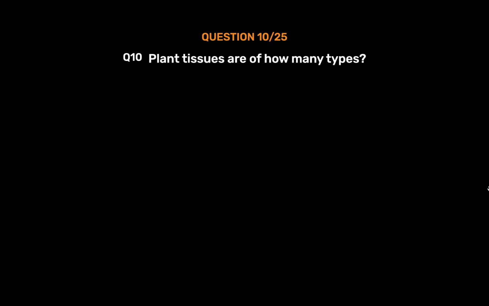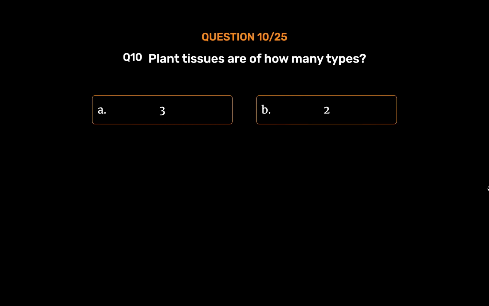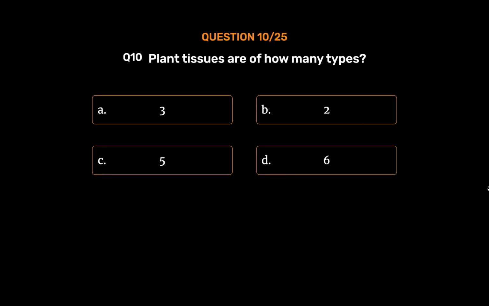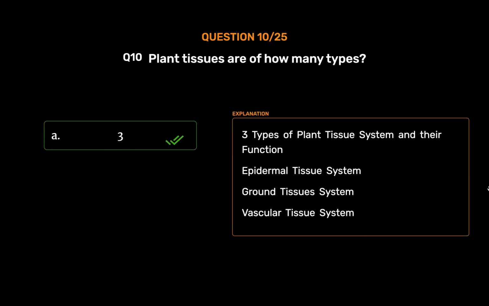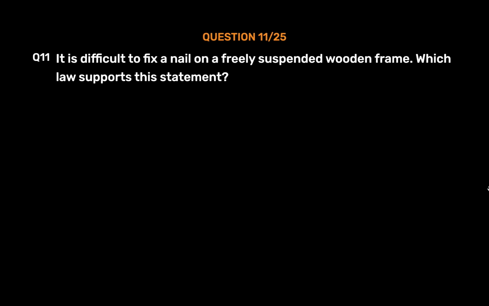Plant tissues are of how many types? Option A. 3. Option B. 2. Option C. 5. Option D. 6. The correct answer is option A. 3. 3 types of plant tissue system and their function. Epidermal tissue system, ground tissue system, vascular tissue system. Question number 11.